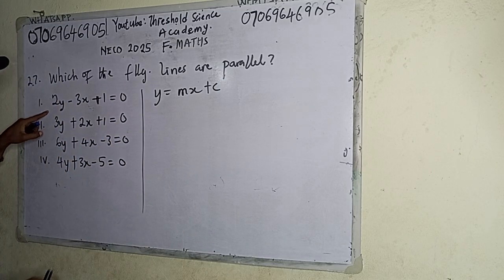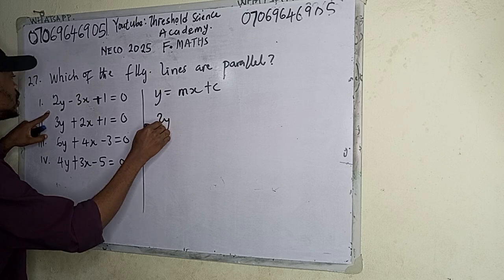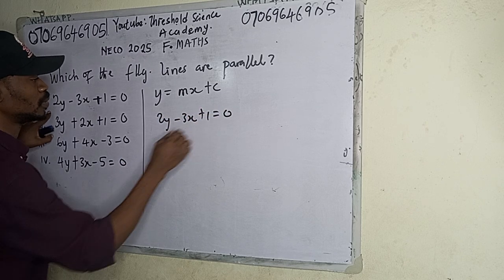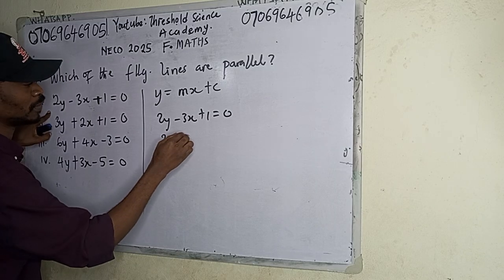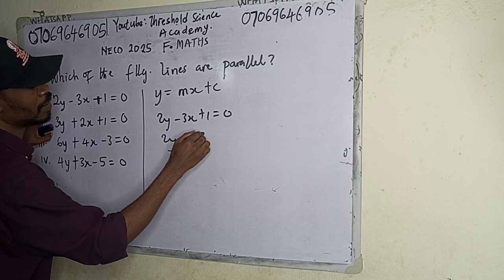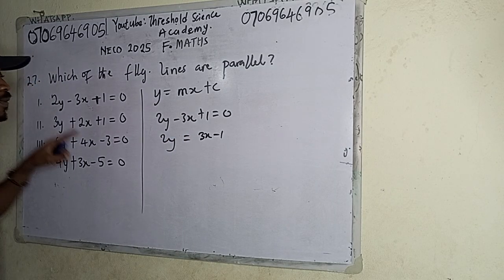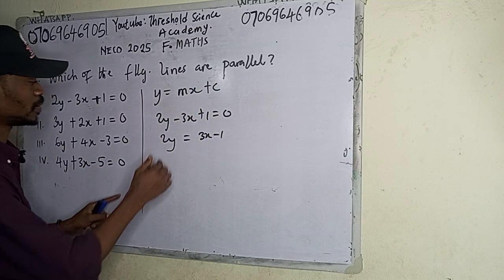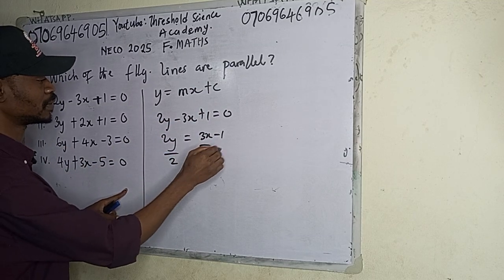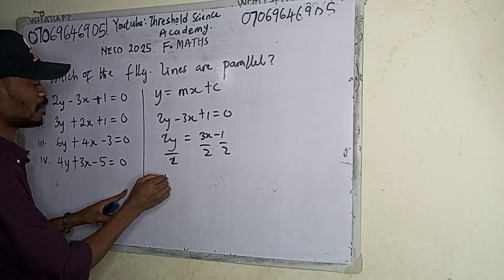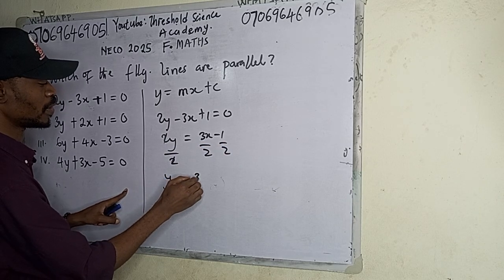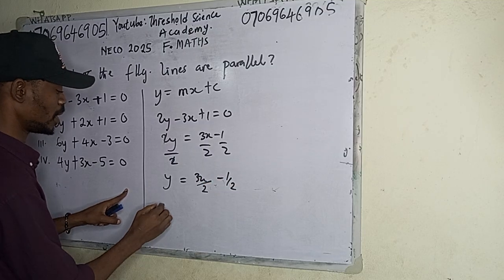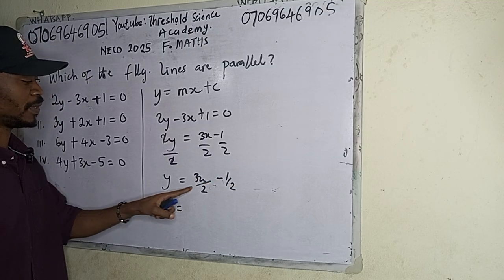So for example, in this case, we have 2y minus 3x plus 1 equals 0. So let's make 2y the subject. So we're going to have 3x minus 1, right? Transfer all of this to that side. Then we divide through by 2 so that y can stand by itself. Then we have y equal to 3x over 2 minus 1 over 2. So here the slope is 3 over 2.